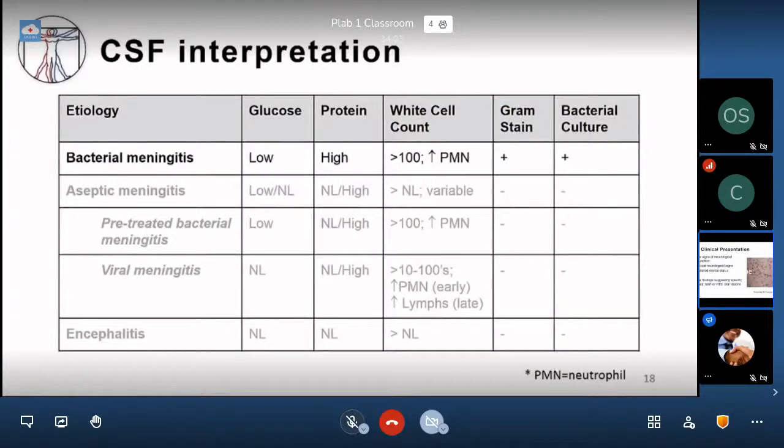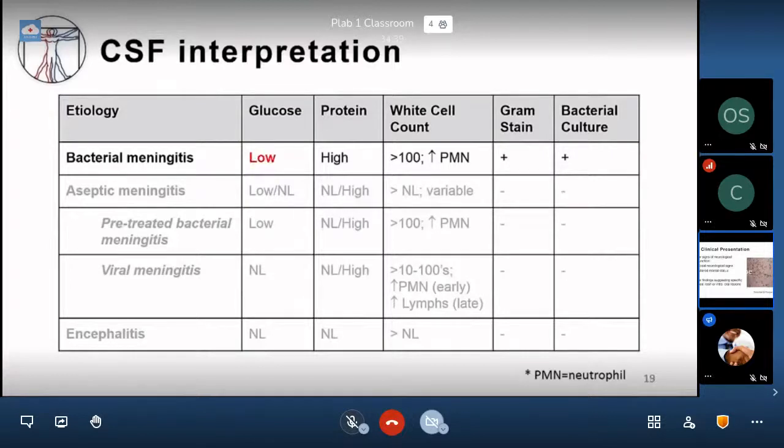This table outlines some of the results of the tests we order when we do a lumbar puncture. Keep in mind that specific organisms that cause meningitis or encephalitis can cause slightly different results. It is critical that you recognize bacterial meningitis because it is a medical emergency, and this is outlined on the first line of this table. The combination of lab values that points to bacterial meningitis is a low glucose, high protein, elevated white blood cell count, primarily neutrophils, and a gram stain that shows bacteria. Ultimately, the cultures will grow bacteria, proving that the patient has bacterial meningitis.